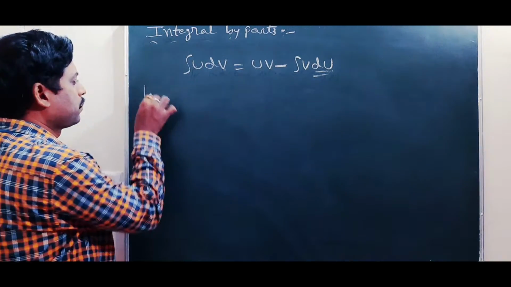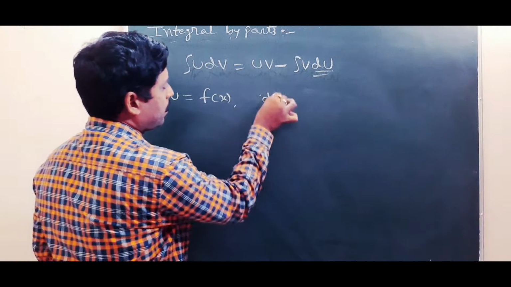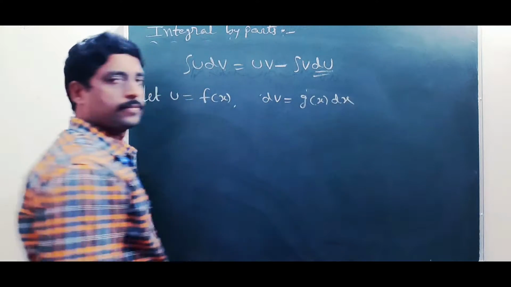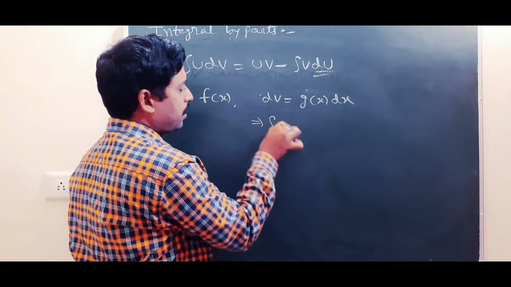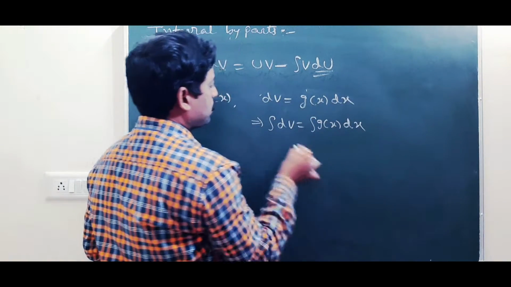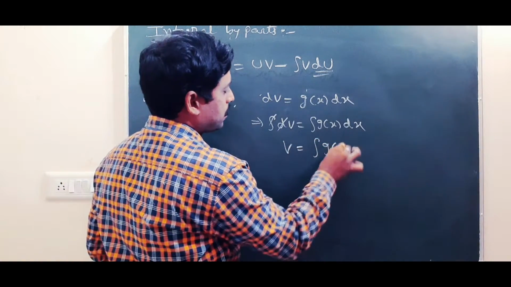So let us take u equal to f of x, dv equal to g of x dx. Now taking integration on both sides, integral dv equal to integral g of x dx. So derivative and integration get cancelled, v equals integral g of x dx.